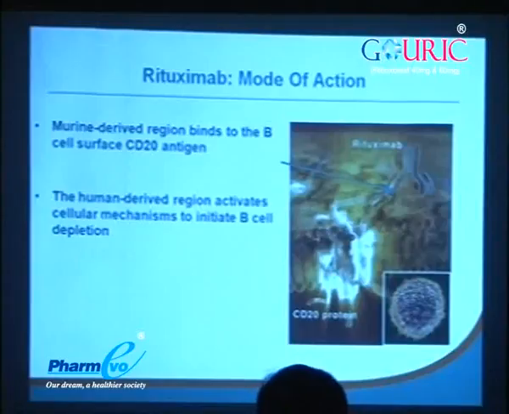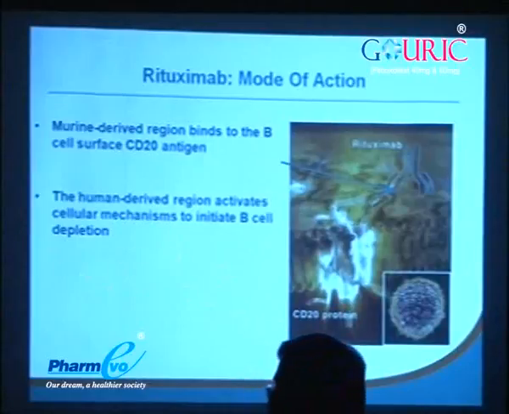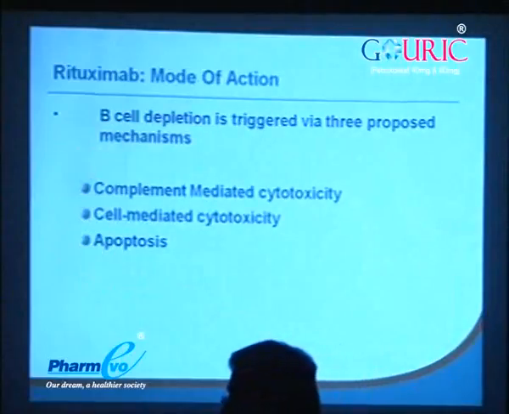So how does it act? It binds to the B cell surface CD20 antigen, and then the human derived region activates a cellular mechanism which initiates the B cell depletion. And we clearly know now that B cells have a role in rheumatoid arthritis. So by these mechanisms, you can lead to B cell depletion.